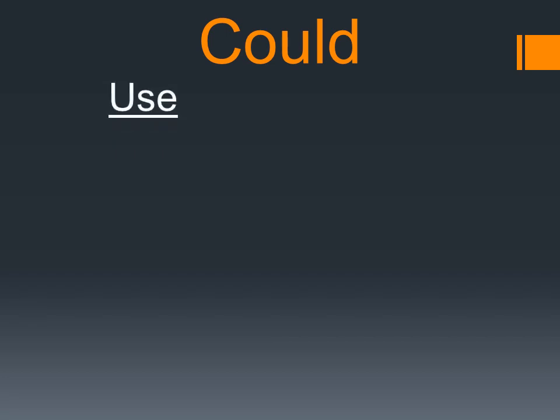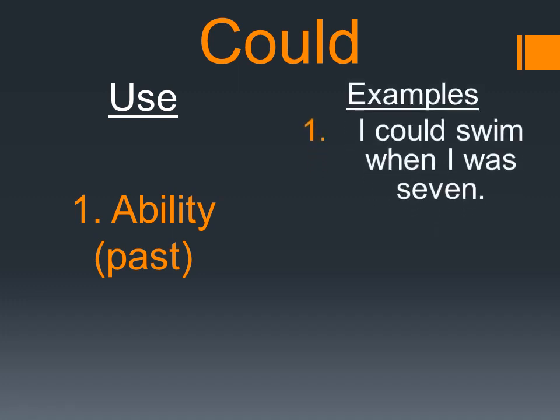Could. Where do we use could? Past ability. Can is used for present ability and could is for past ability. For example, I could swim when I was 7. Here I am talking about the time when I was 7 years old, I could swim. So this is my past ability.